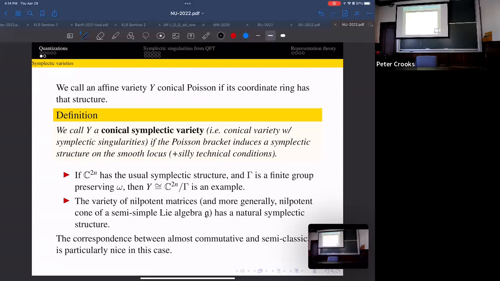So, as I was saying, we have this commutative ring. We might want to think about the corresponding variety instead. That might make us feel better. And so I'm going to call that affine variety conical Poisson. Its coordinate ring has the conical Poisson structure. And the most interesting examples of these are conical symplectic varieties, which are ones where the Poisson bracket is symplectic on the smooth locus. And then there are some extra technical conditions I don't want to go into.